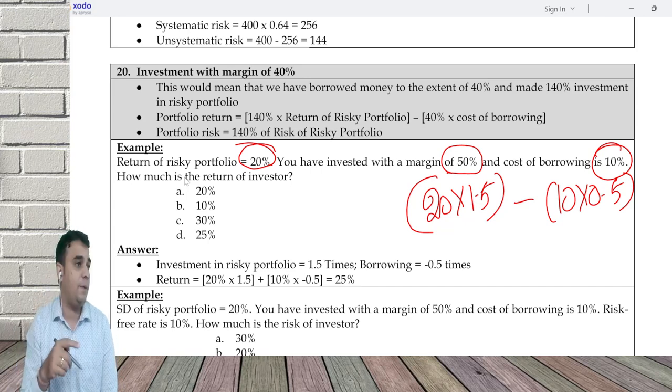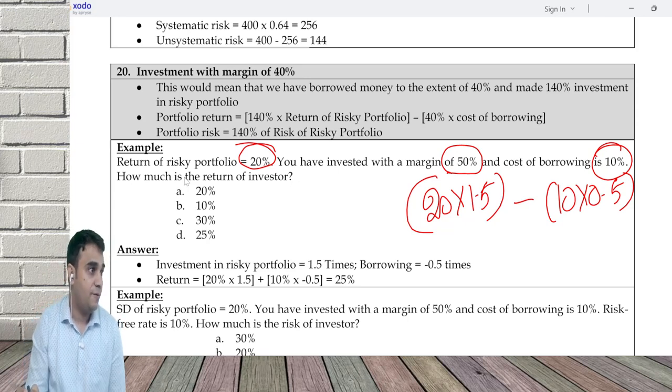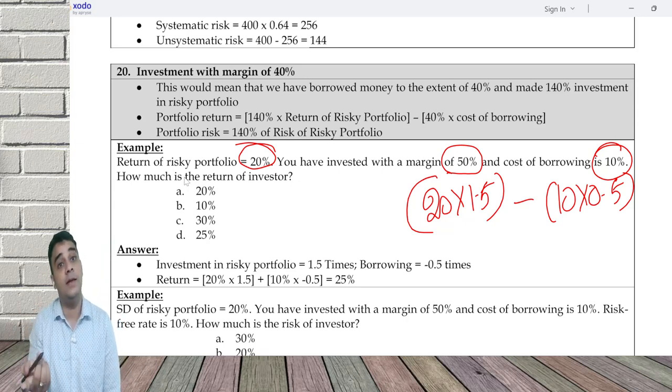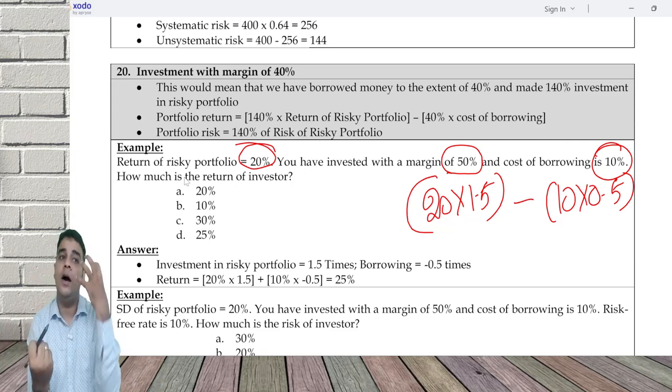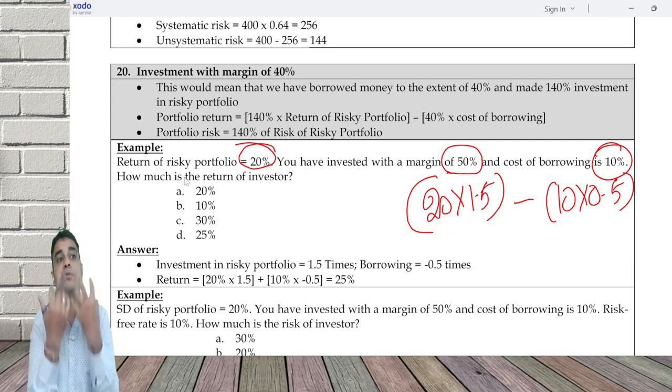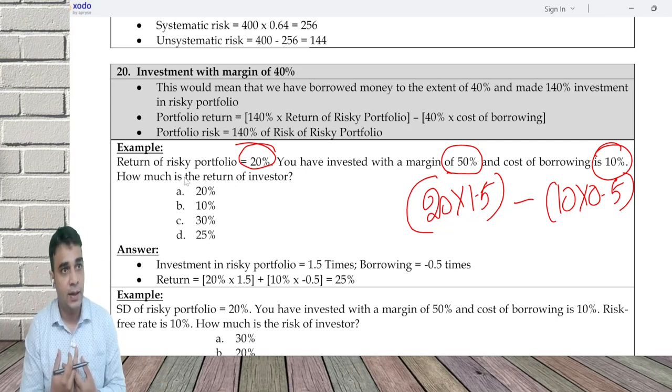You borrowed 50 paise and invested 1 rupee 50 paise. And on your borrowing of 50 paise, you have to pay 10. Now, what is indirectly happening here is I am borrowing at 10%, earning 20% on that. So that improves my return. But unfortunately, this will increase your risk also. So the return is going up to 25%.